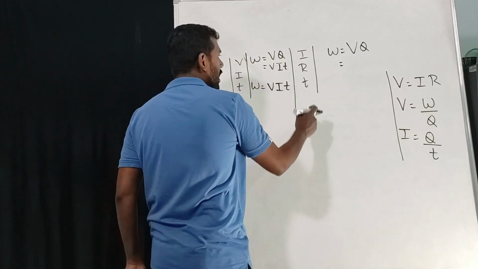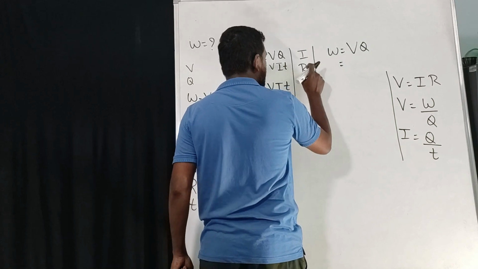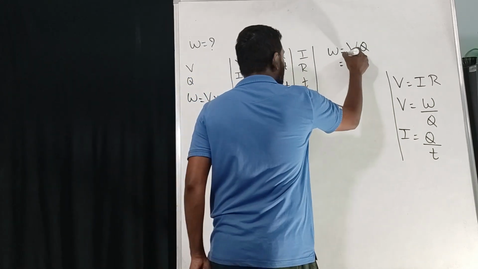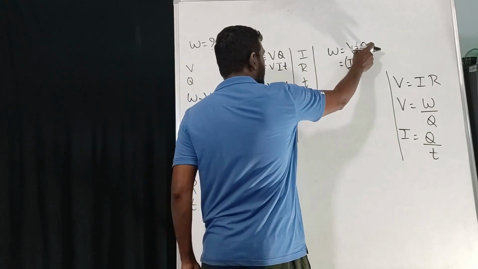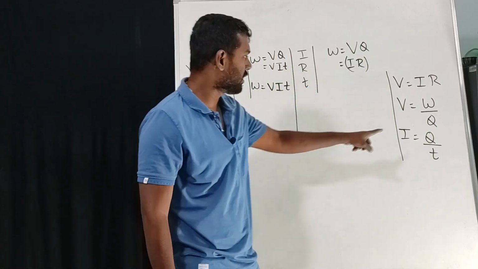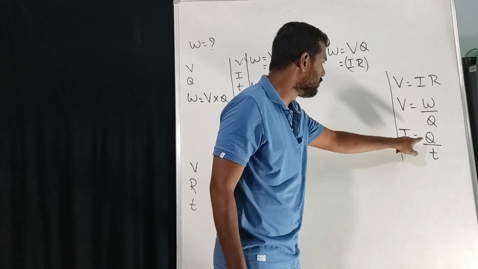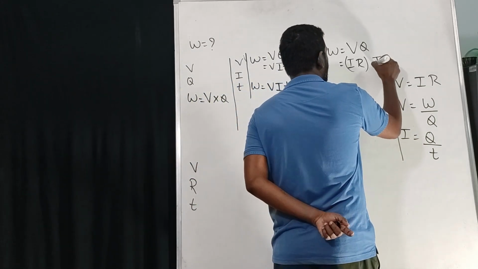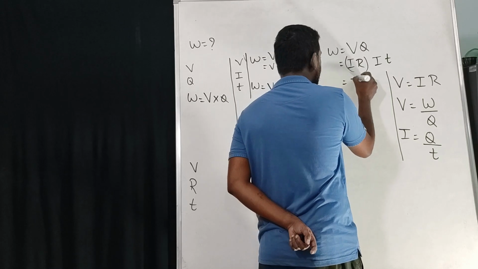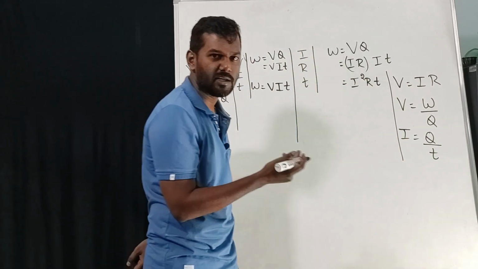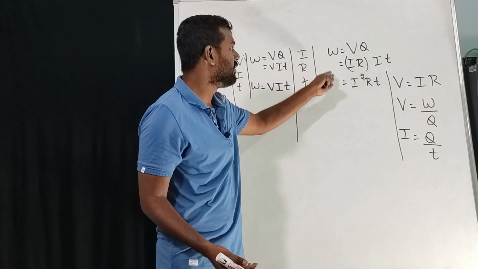Ohm's law. How to find the value of V? Using I, this will be I into R, correct? This will be I into R. Next, how can we find the value of Q? Again, how can we find the value of Q? I is given, T is given. So Q is equal to I into T. If you multiply it, this becomes I square R T. That's it. I square R T will be the value of work done.